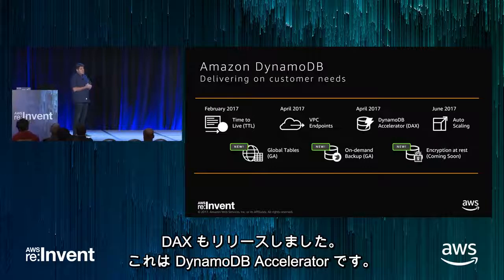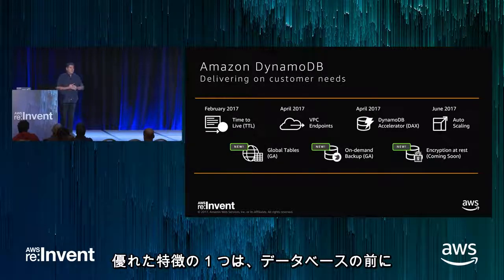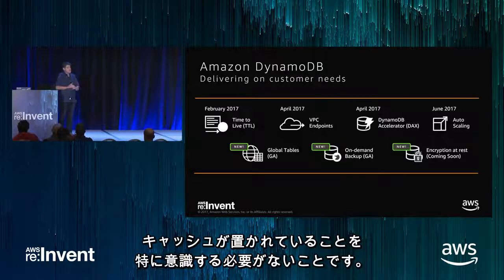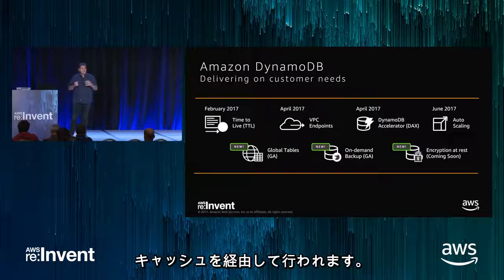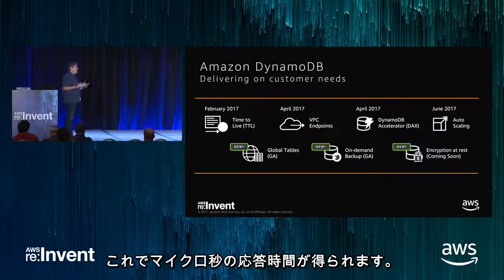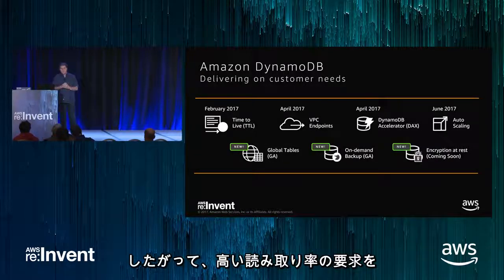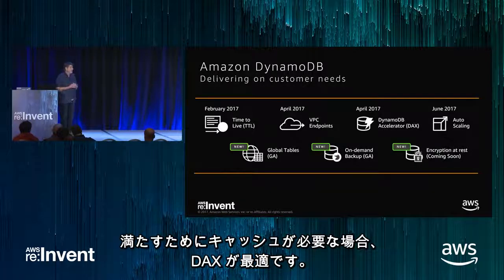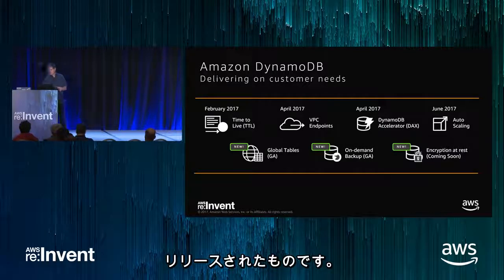We also introduced DAX, which is the DynamoDB Accelerator. It's a caching mechanism. It's fully integrated into DynamoDB, and one of the nice things about it is you don't actually have to be fully aware that there is a cache sitting in front of the database, because you basically point your application to DAX, and all the writes go through the cache, and all the reads come from the cache. And with that, you can get microsecond response times because it's an in-memory store for Dynamo. So if you need caching to meet the demands of really high read rates, DAX is really good for that. So that's the stuff that's already been introduced over the last few months.